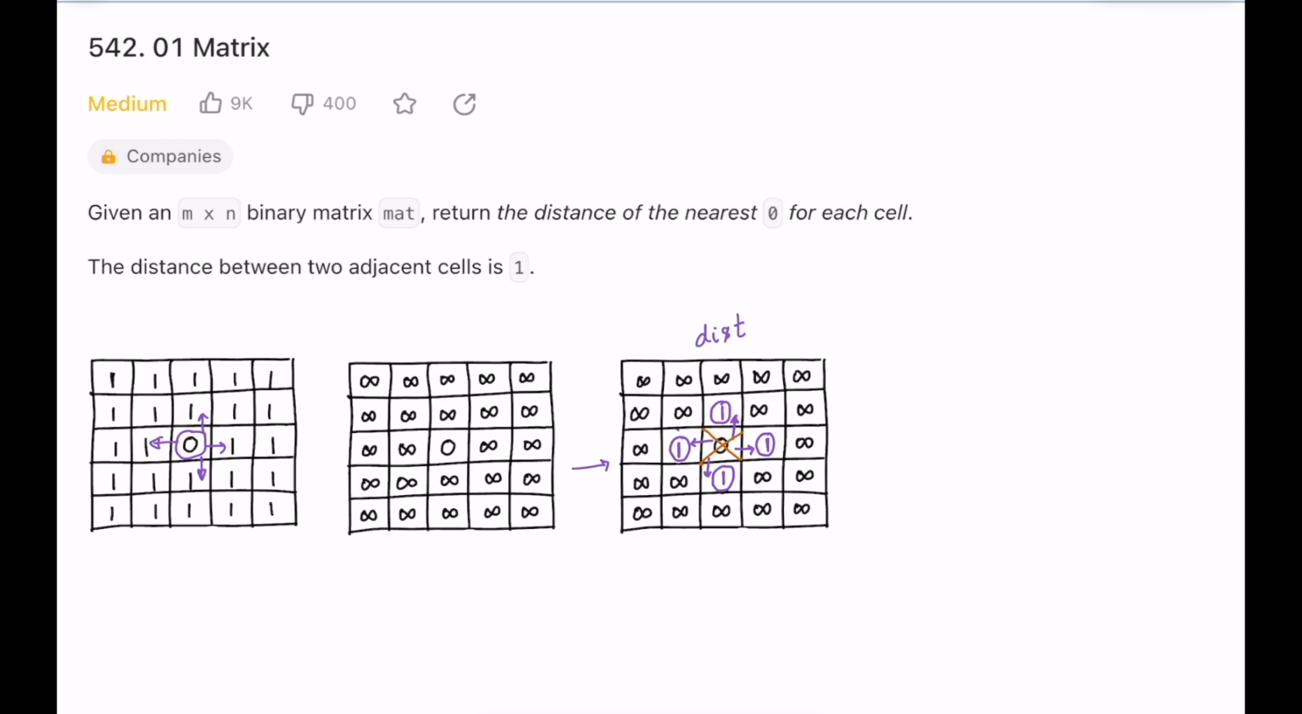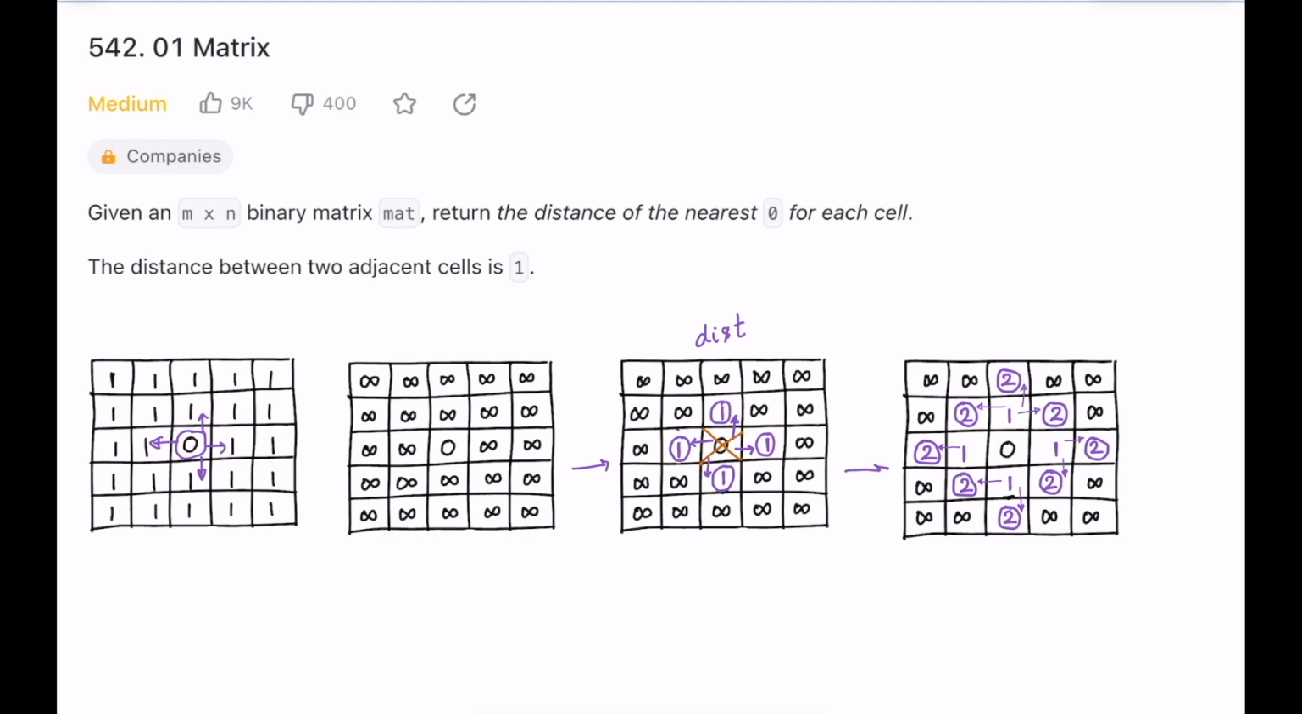So let's run the second round of BFS on all these cells. This is what the distance matrix looks like after round 2 of BFS. All the nodes that are circled are in the queue, and we mark all the explored cells as done. And we repeat this for one more round.